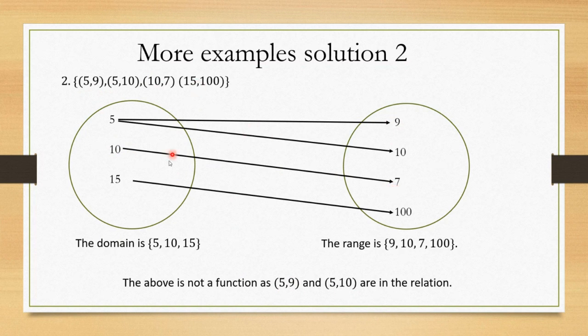We also have an arrow from 15 to 100 because this ordered pair is in there. So 10, 7, 15 to 100. So we finished the correspondence diagram. Okay. So this is not a function. If you put 5 into this function, which output are you going to take, 9 or 10? You have a choice, and you don't want that choice, so to say.